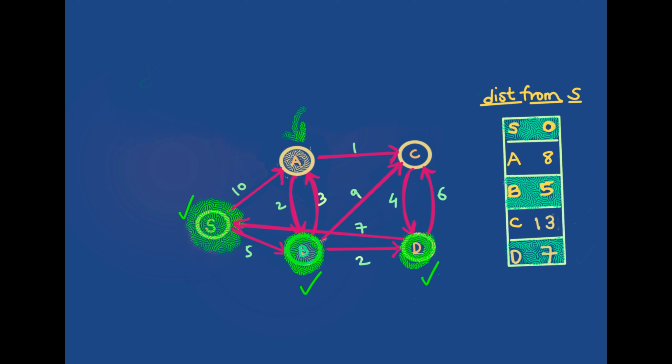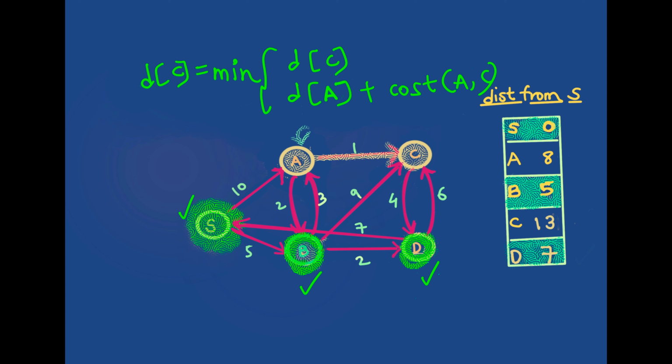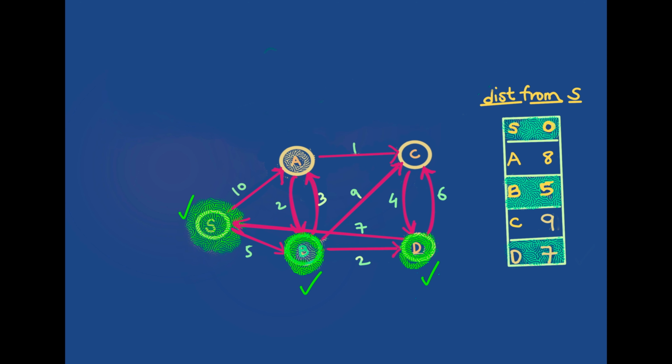Next, we extract vertex A that has a minimum distance of 8. We can ignore the edge AB since we are done with B. Now we only have to relax the edge AC. We observe that the distance to reach C through A is 8 plus 1, that is 9, which is better than the current distance of 13. Hence, we again update C to a value of 9. We are done with vertex A as well.